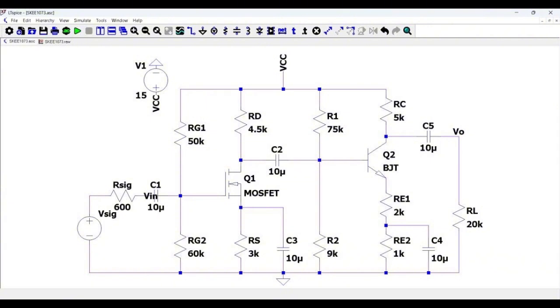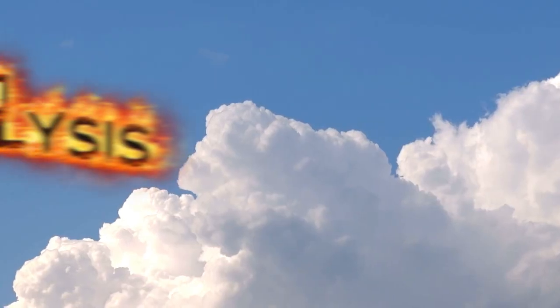For stage 2, we use a 10 microfarad coupling capacitor to block the DC bias between the stages while letting the AC signal pass. Stage 2 is a common emitter BJT amplifier designed to deliver high voltage gain. Notice that we split the emitter resistance, bypassing only RE to stabilize our AC gain before feeding the final output to our 20 kilo ohm load.